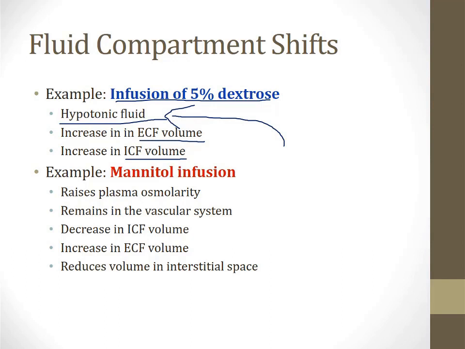Another classic example of these principles of how fluid shifts between compartments is a mannitol infusion. Mannitol is a drug that is osmotically active, and it raises the plasma osmolarity. In addition, it remains in the vascular system and does not go into the interstitial space. So what mannitol is going to do is draw fluid out of cells and decrease the ICF volume. It's going to increase the extracellular fluid volume. However, that volume increase is all going to be inside of the plasma. The volume of water in the interstitial space is going to decrease. And this makes mannitol the ideal drug in patients with brain swelling. You can draw fluid out of brain cells and out of brain tissue and into the plasma.